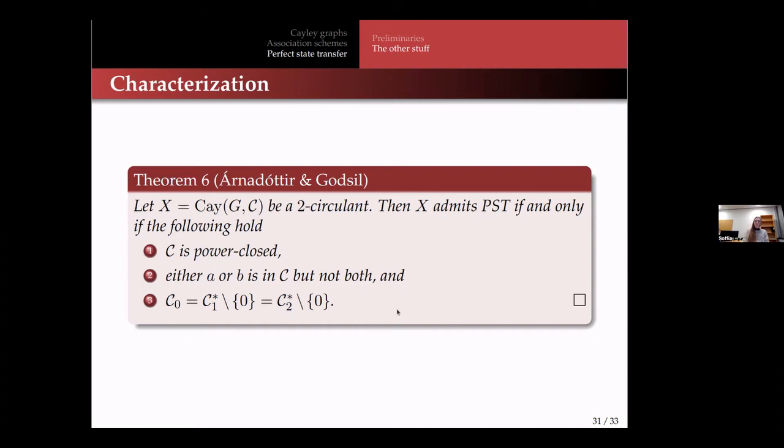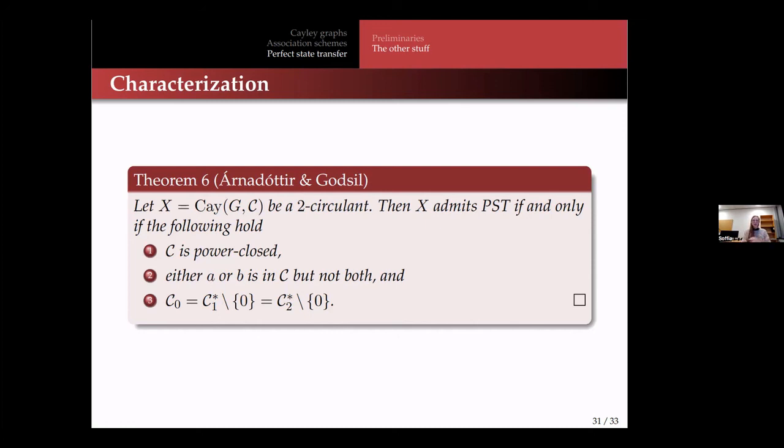And these three sets here are all the same. So here we've just ignored the part where we could have 0 in one of those sets. If we take that out, then they're all the same set.